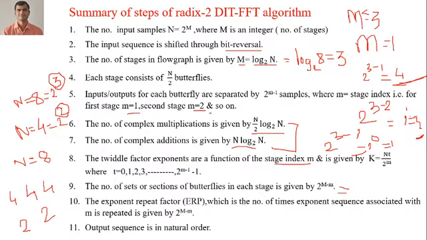Now let me show you the exponent repeat factor, that is known as ERP. The exponent repeat factor is the number of times the exponent sequence associated with m is repeated, and is given by 2 raised to m minus 1. I have told you that the twiddle factor exponents are repeating for how many times. So here it is 2 raised to m minus 1, which we have already calculated. For stage 1 it is equal to 4, for stage 2 it is equal to 2, and for stage 3 it is equal to 1.